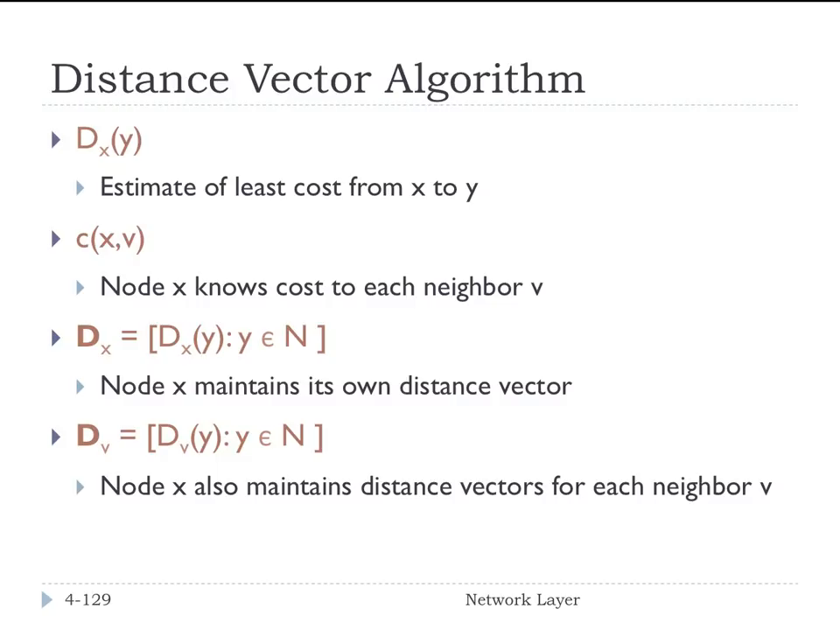So each node knows its distance vector, and it's going to exchange that with all of its neighbors so that it has its own distance vector and a distance vector of each of its neighbors. And by updating, it can update its distance vector to compute a routing table based on what it overhears from its neighbors and the cost to each of those neighbors. Okay, we're going to look at an example of this in just a moment.